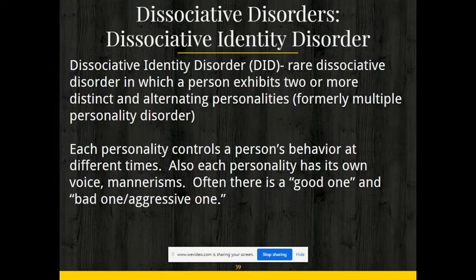Dissociative identity disorder, DID, is a rare disorder in which a person exhibits 2 or more distinct and alternating personalities. And like I said, formerly known as multiple personality disorder. So each personality controls a person's behavior at that time. And you're only going to see one personality at once. But the thing is, somebody truly with this, it's not like they're pretending. Each personality has its own voice, even more than that, sound, inflection, just everything. It's not just like they change their voice like me or you trying to do an accent or something. Everything about that changes, which is pretty crazy. Their mannerisms, the way they act.